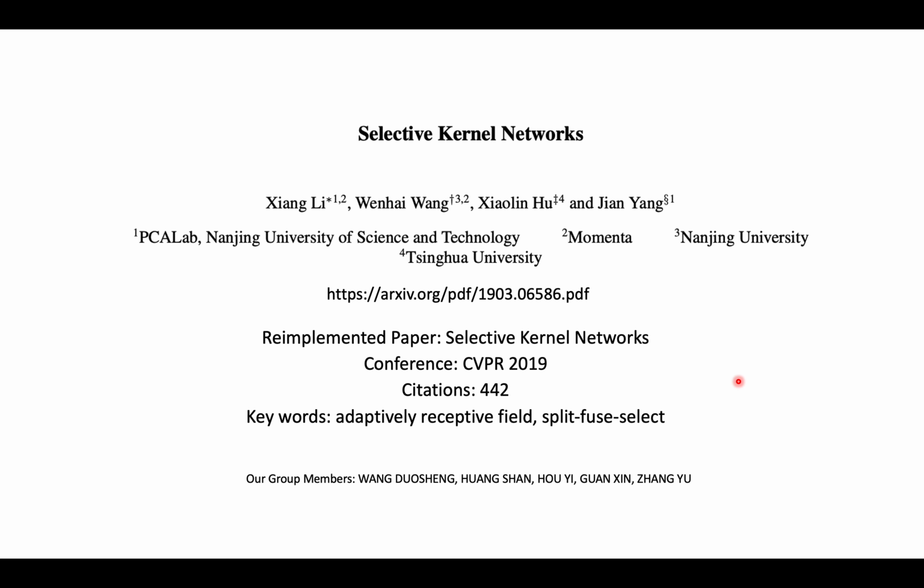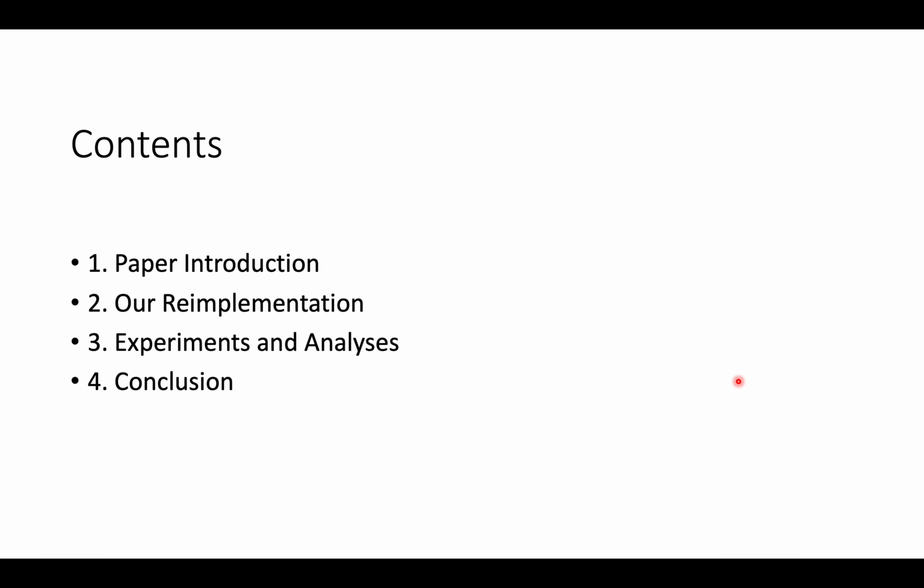Hello, today our group is going to present the paper Selective Kernel Networks from CVPR 2019. The keywords of this paper are adaptive receptive field and the split, fuse, and select mechanism. Here we go to the first section, paper introduction.